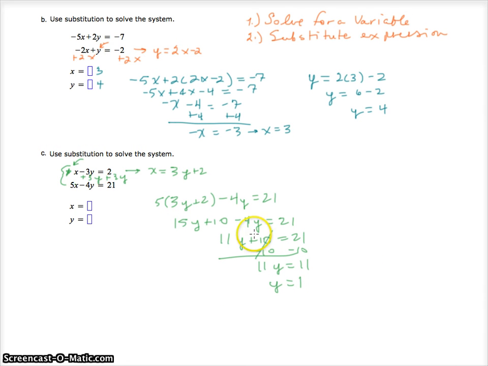So this is going to go back into my equation. To find x, I have x equals 3 times 1 plus 2. X equals 3 plus 2, so x equals 5. So my point of intersection is 5, 1, so that's my solution.